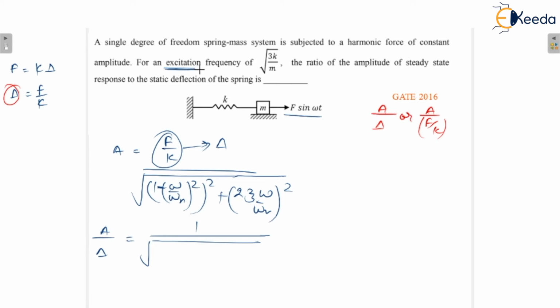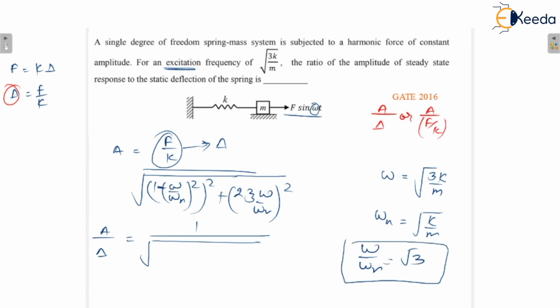See here in the question, excitation frequency is given. Excitation frequency is basically omega. And omega is given, omega is equal to under root of 3k by m. But if you find out the natural frequency of the system, it would come out to be under root of k by m. So that means if you find out the ratio of omega by omega n, that would come out to be under root of 3. So omega upon omega n is equal to under root of 3.